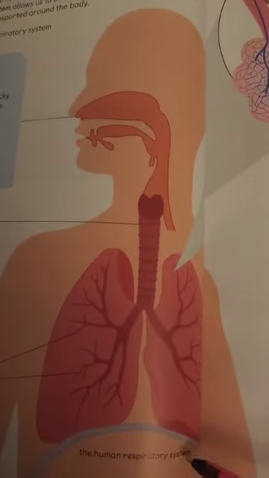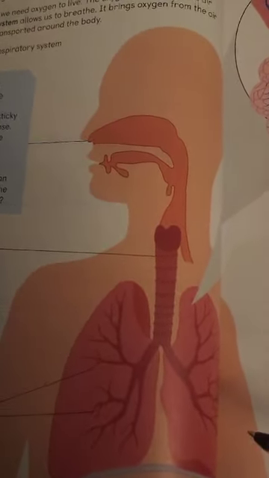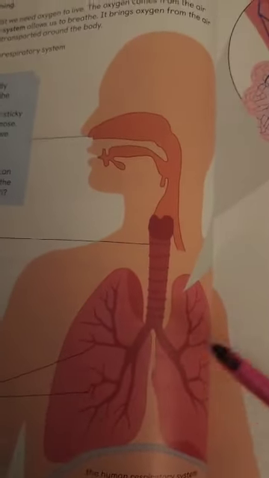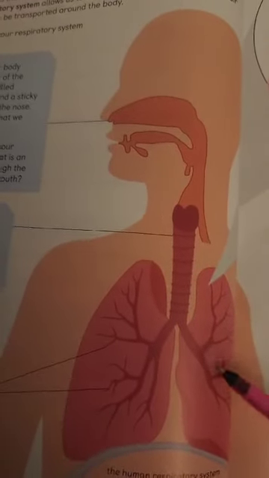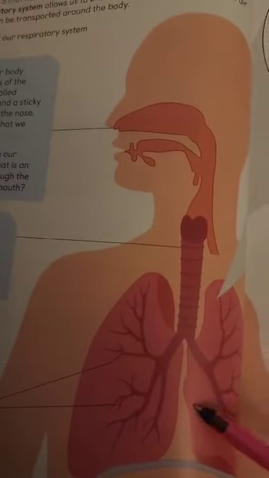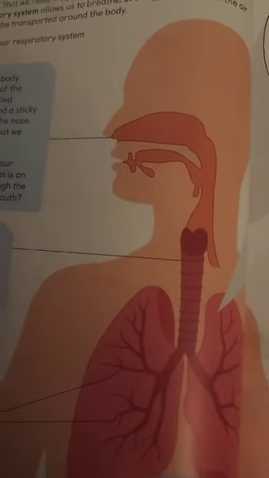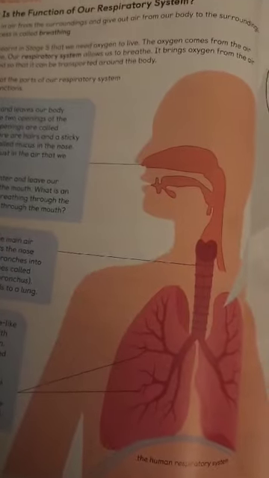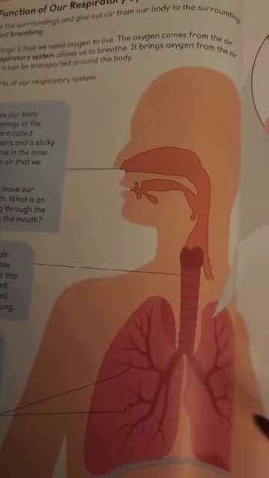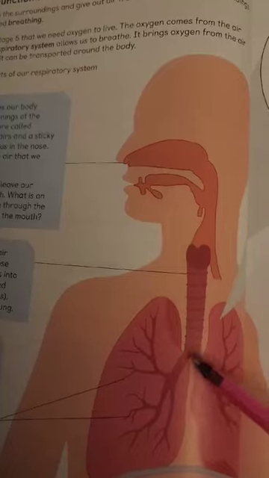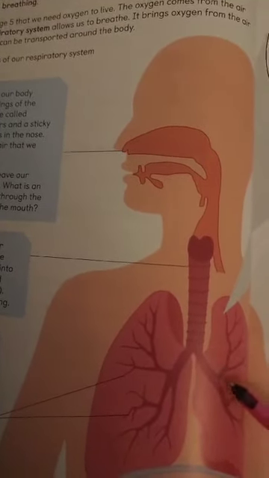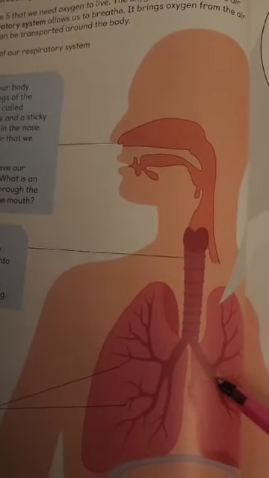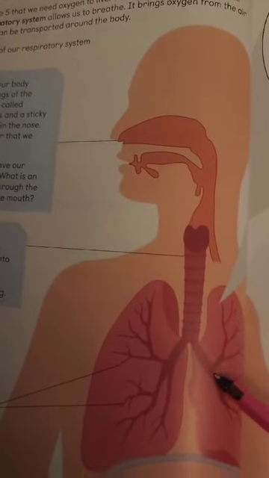How many lungs does a human being have? The human being has two lungs, the right one and the left one, and we will learn the difference between them later. But now we have to know the main organs: trachea and lungs. The lungs are connected to the trachea by tube-like organs called bronchi. These wide tubes are the bronchi.